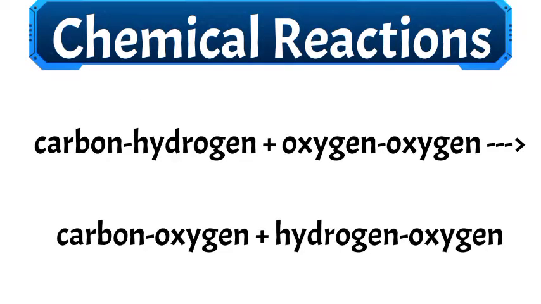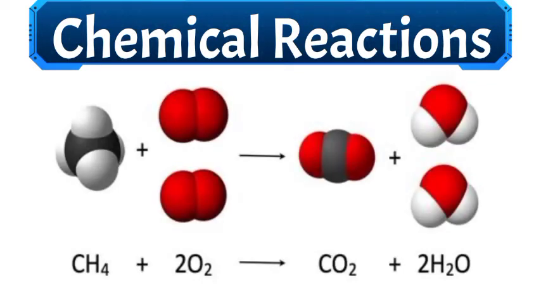When methane comes in contact with oxygen, the chemical bonds between the carbon, hydrogen, and oxygen break, and the atoms rearrange themselves to form new chemical bonds between carbon, oxygen, and hydrogen. Thus, methane reacts with oxygen to form carbon dioxide and water.